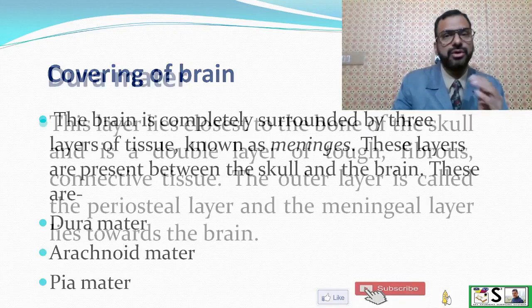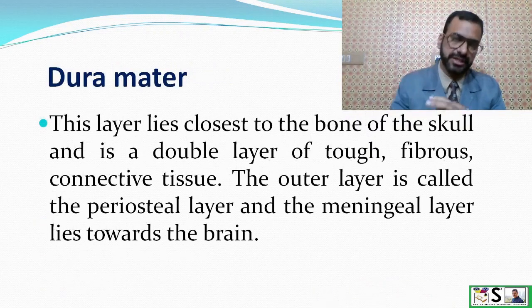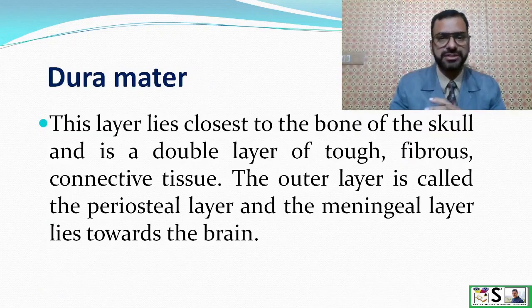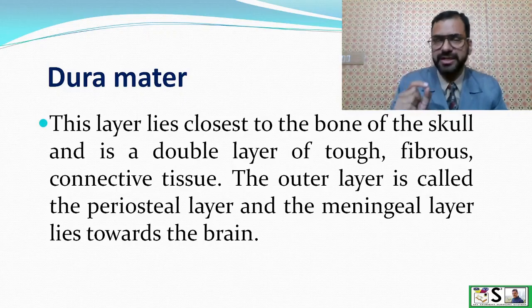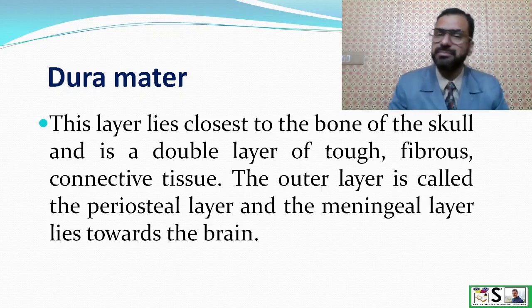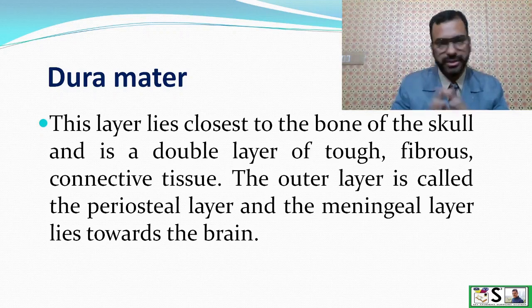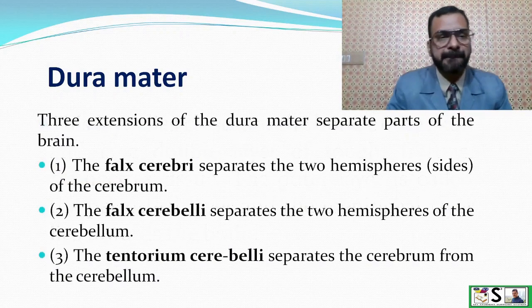First of all, dura mater. Dura mater is the outermost layer, which is a double layered tough fibrous connective tissue. So dura mater itself has two layers. One is the periosteal layer, which is towards the skull, and one is the meningeal layer, which is towards the brain. So these two layers are there in dura mater.